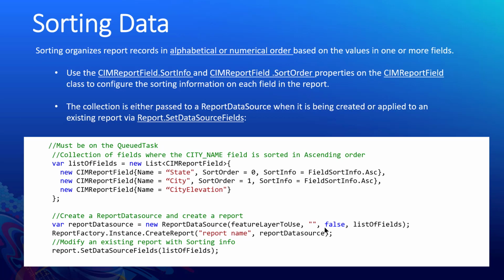Field values displayed in the report can be sorted. This allows you to organize the data in a numerical or alphabetical order. Use the SimReportFields SortInfo and SortOrder properties to configure sorting information. The collection of fields with the sorting information is passed either to the report data source when it is being created, or it can be applied to an existing report using the SetDataSourceFields method.